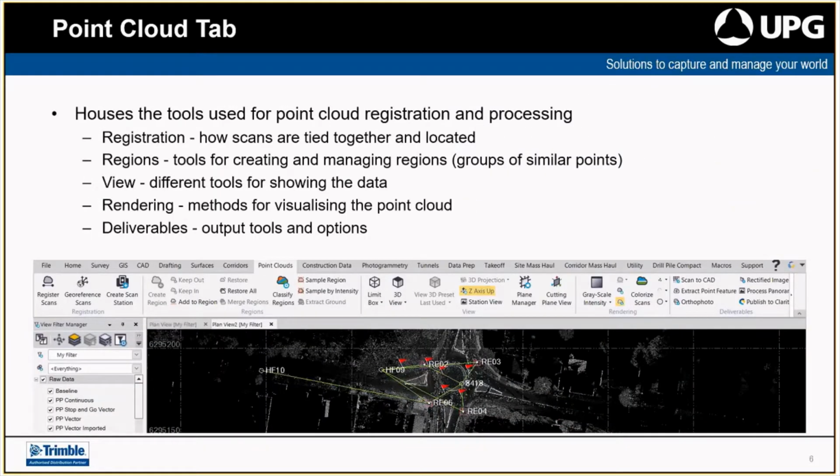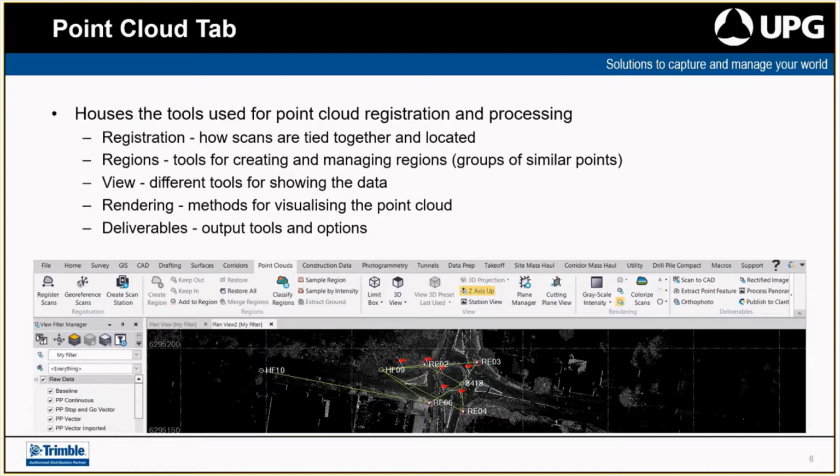When we're looking at point clouds in TBC, the main tab that you will find when you purchase the point clouds module is the point clouds tab itself. Like everything in TBC, we look from left to right. So the left-hand side is looking at data coming into TBC. As you move through the process, you're creating regions.